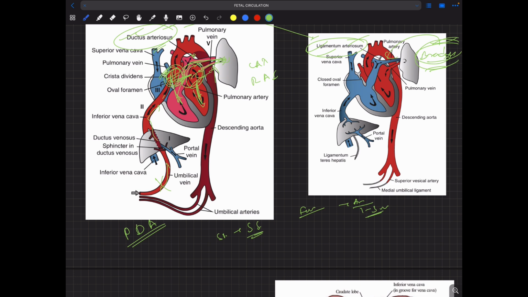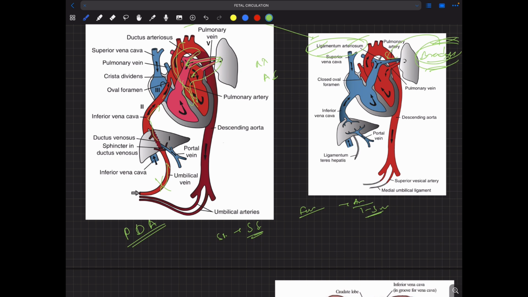Now blood from the left ventricle goes to the aorta, and left ventricle pressure is more. From the left ventricle, the blood goes to the aorta, and from the aorta the blood backflows into the pulmonary trunk via the ductus, because it is present and there is high pressure inside the aorta. Now this blood goes to the lungs, and from the lungs it goes to the left atrium, left ventricle, aorta, and there will be circulation like this.